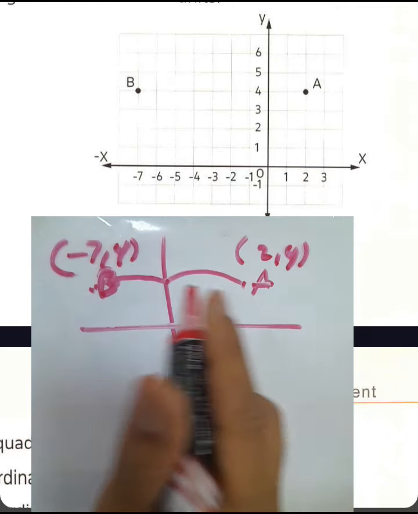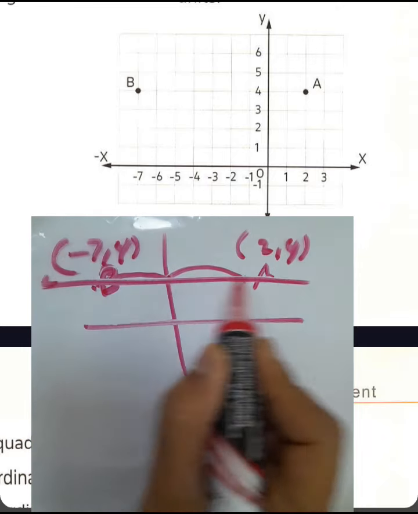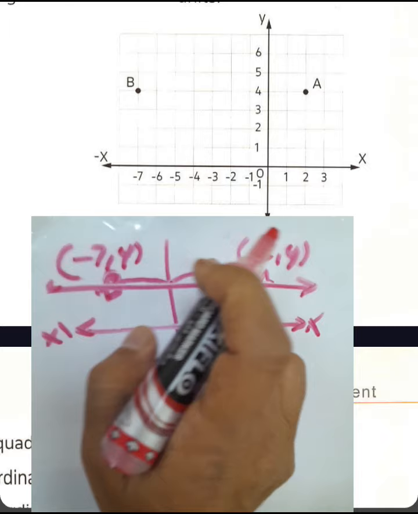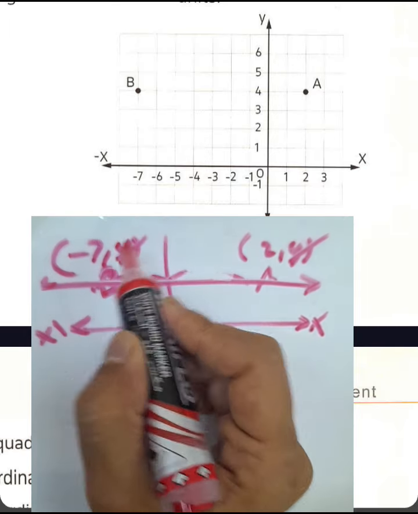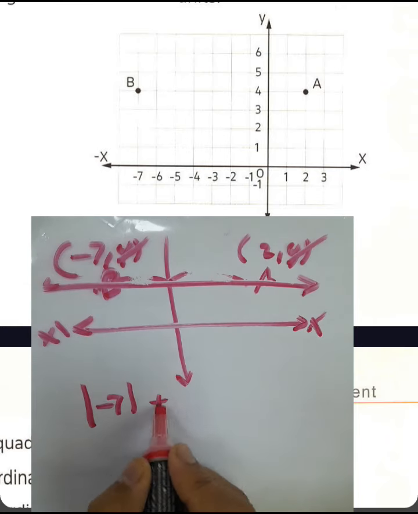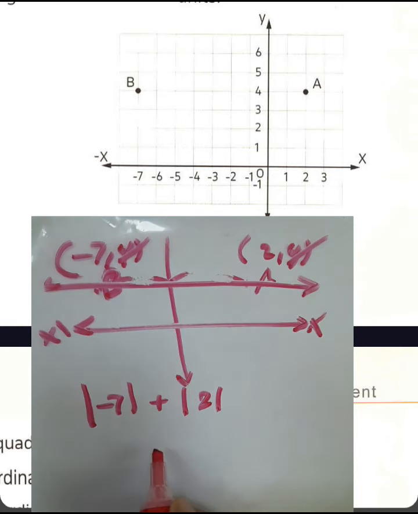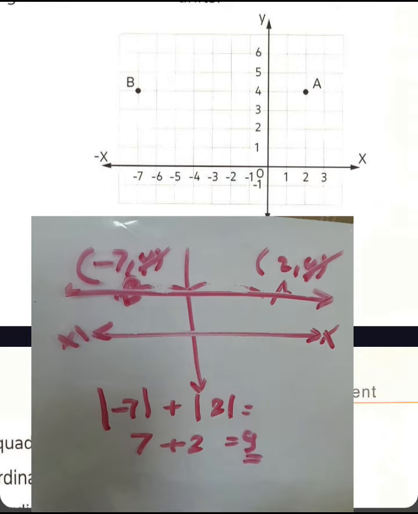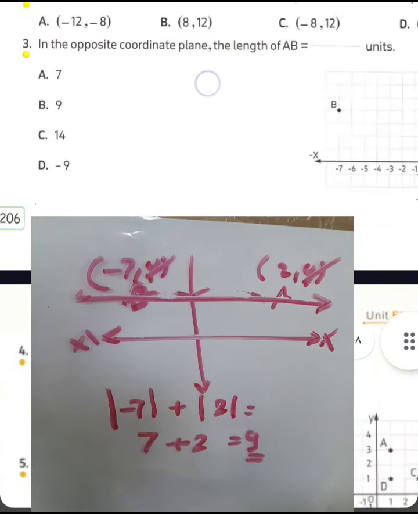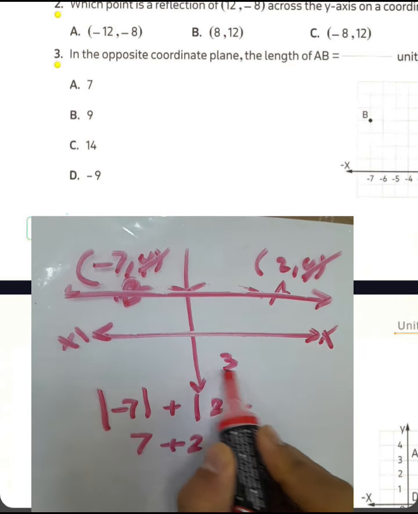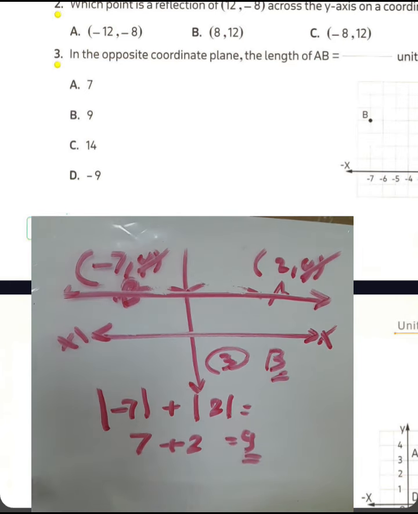To find the distance between them, you draw a horizontal line parallel to the x-axis and count the units, or you can cancel the similar coordinate 4 and write the absolute value of -7 plus the absolute value of 2. Then the result will be 7 plus 2, so the distance between them will be 9 units. Choose letter B for question number 3.